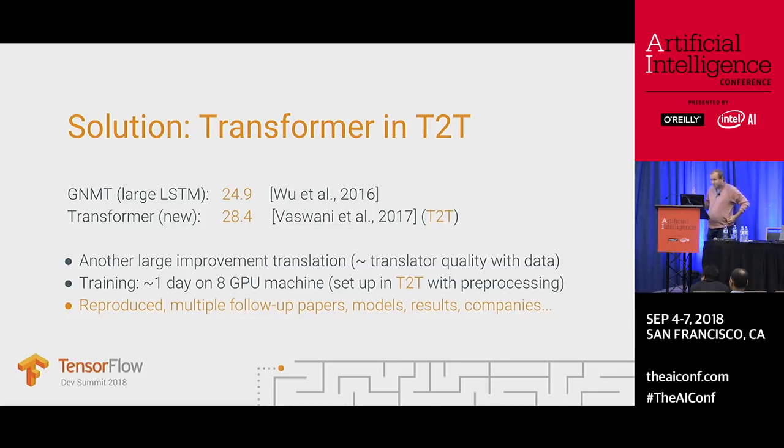But this thing can train in one day on an 8-GPU machine. So you can just get an 8-GPU machine. It can be your machine. It can be in cloud. Train, get the results. And it's not just reproducible in principle. There's been a number of groups that reproduced it, got the same results, wrote follow-up papers, changed the architecture. It went up to 29. It went up to 30.